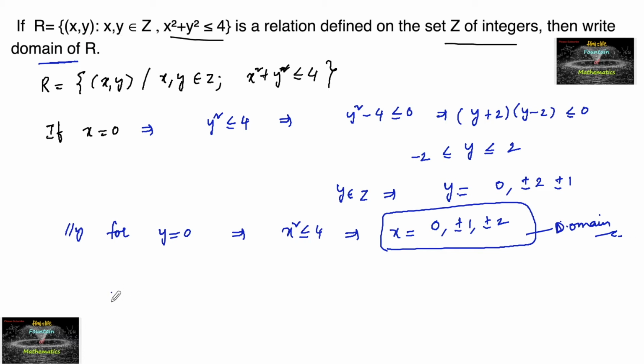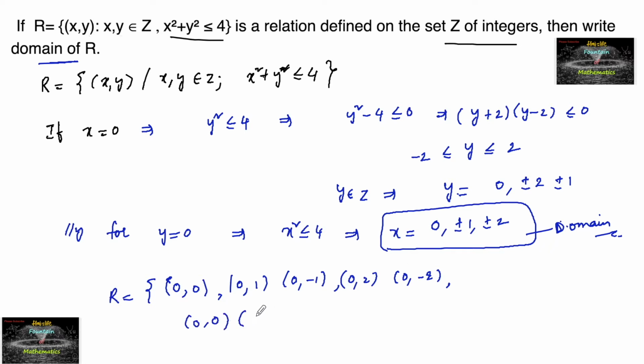Before that, let us write the relation also. R is equal to, so if x is equal to 0, y values can be taken: (0, 0), (0, 1), (0, -1), (0, 2) and (0, -2). And again, suppose y is equal to 0, so we can write (0, 0), (1, 0), (-1, 0), (2, 0) and (-2, 0).